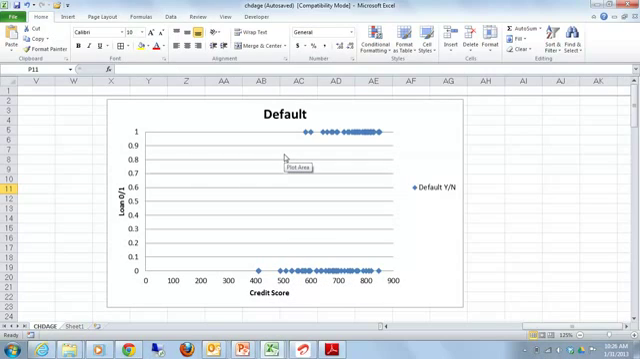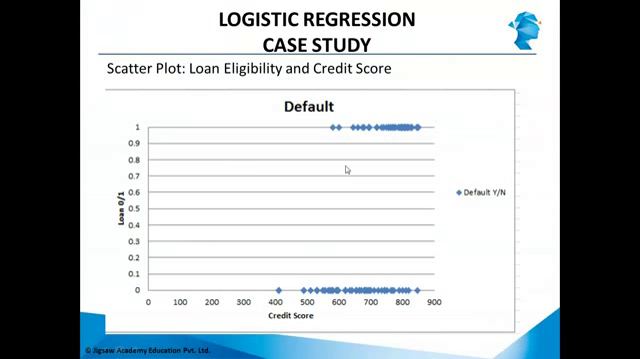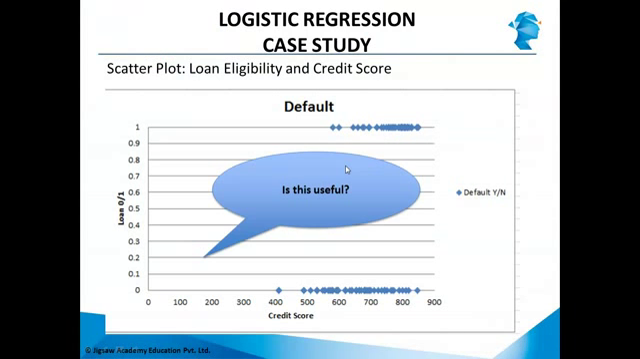Now, if you take a look at this, clearly you can see that you're going to have a little bit of trouble with a linear model, right? This is not very useful. Is this very useful? Not really. Not very useful, right? What is a better way of looking at the relationship between default and credit score?